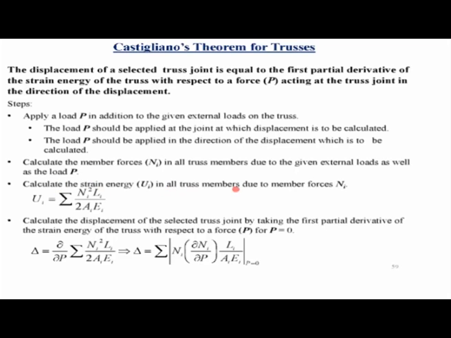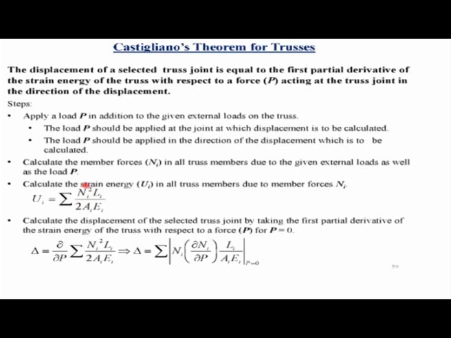Now here the strain energy in all the truss members due to the member forces is given by N squared L_i over 2AE. So if there are n number of members, i goes from 1 to n. So internal strain energy is given by N squared L by 2AE. This N is the member force due to the external loads as well as the load P that we are applying at the joint where the displacement has to be calculated.